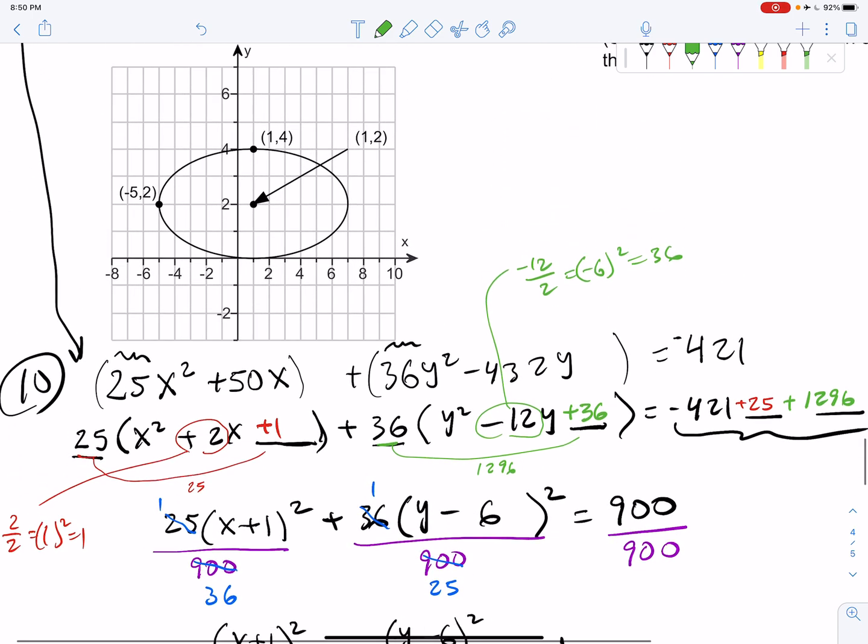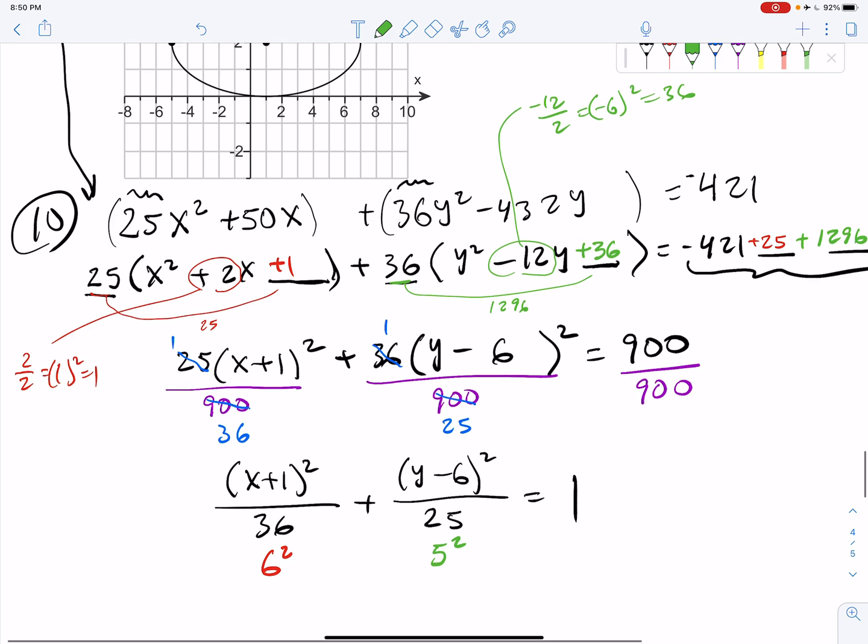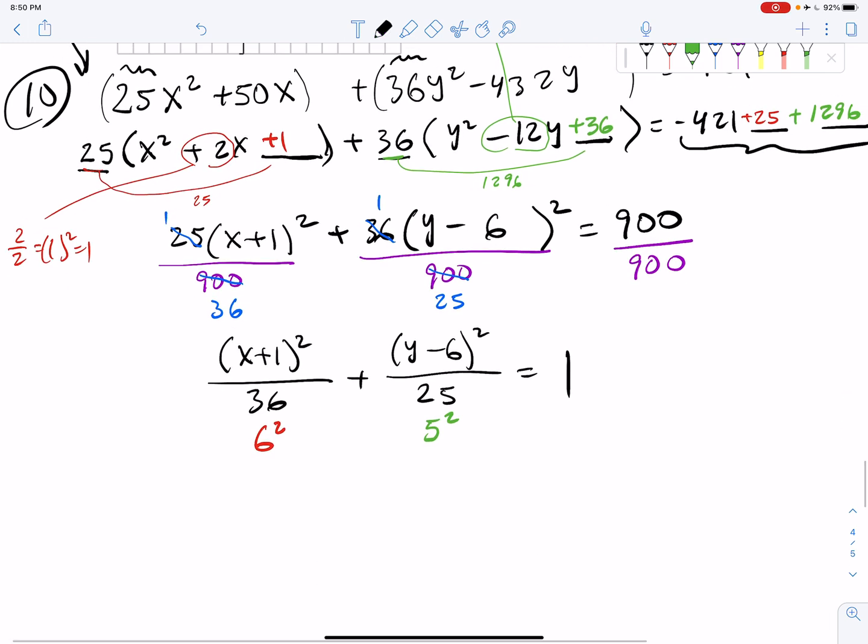Are we supposed to graph this thing? Oh, we're just supposed to identify. Okay. So the center is just going to be negative 1, 6. Well, let's try to find a center of negative 1, 6 up there.